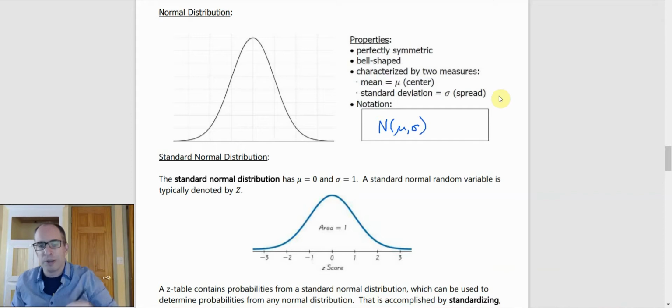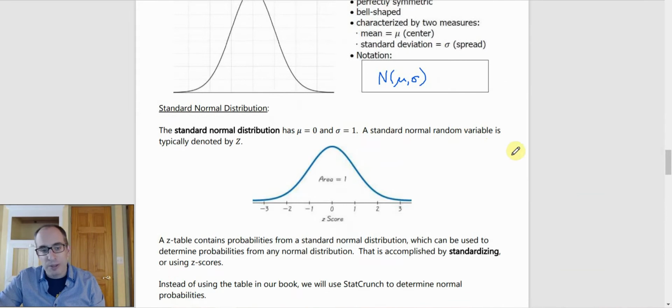So if you were talking about the normal distribution with a mean of 5 and a standard deviation of 2, you'd see N and then in parentheses 5, 2, like that. And that's all that's really getting at. But then there's a special kind of normal distribution called the standard normal, which comes up a lot because you need it for confidence intervals in chapter 7, so not too far into the future. A standard normal distribution is just a specific normal distribution. It's the one with a mean of 0 and a standard deviation of 1.